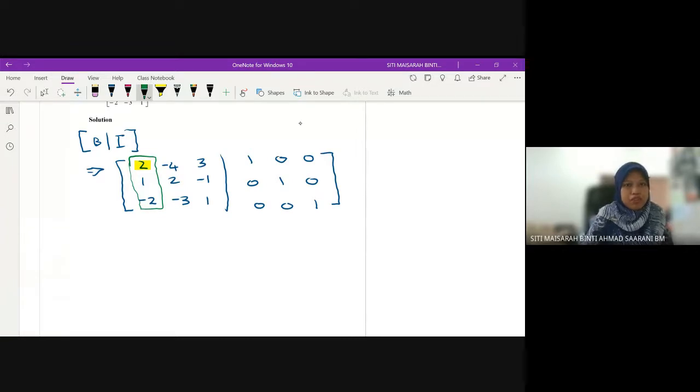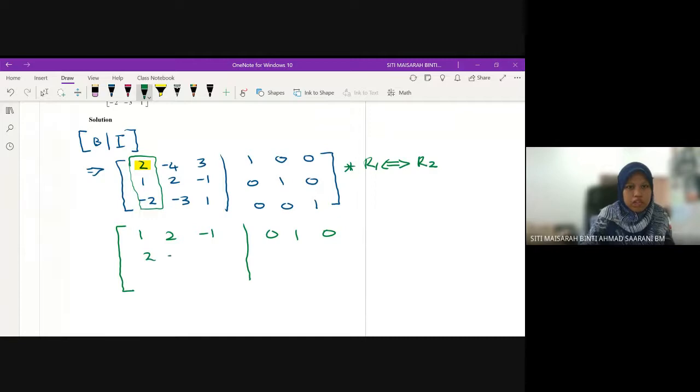On the first column, the first row, first element is 2. Second row, first element is 1. Third row, negative 2. So since kat second row ni kita ada 1 for the first element in the second row, we can interchange row 1 with row 2. So row 1 is now 1, 2, negative 1, 0, 1, 0. Row 2 is 2, negative 4, 3, 1, 0, 0. And the third row is similar to the above one.